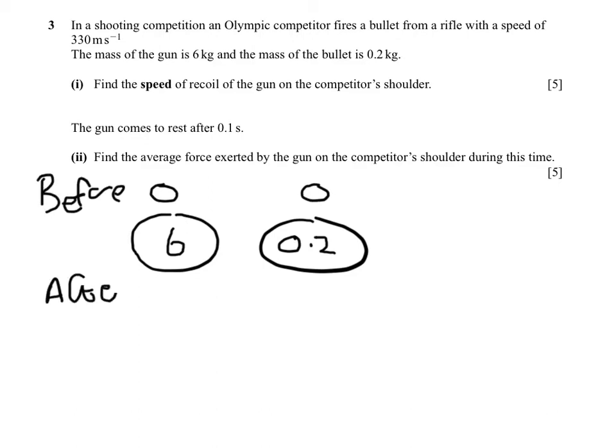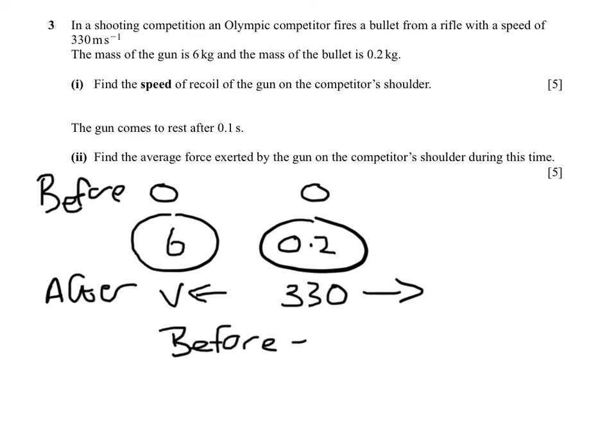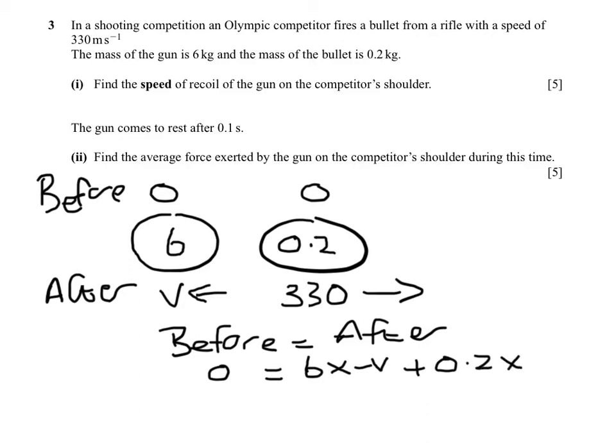After the bullet has left the gun at a speed of 330 meters per second, the rifle will move into the marksman's shoulder. Using conservation of momentum, which says that the total momentum before equals the total momentum after, 0 before has to equal 6 times, and be careful here, minus v, it is a vector for velocity, plus 0.2 times 330. Rearranging that equation, we get that v is 11 meters per second.